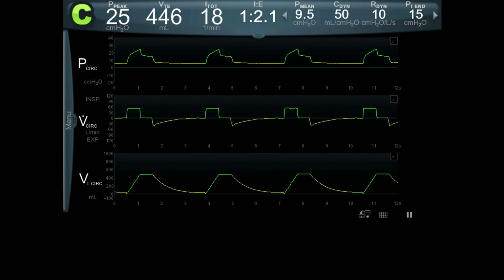Here are a few screenshots. Pause the video on each one and see if you can describe the mode of ventilation, the flow pattern, the pressure waveform, etc. Even, is the patient triggering the ventilator? So what do you think?